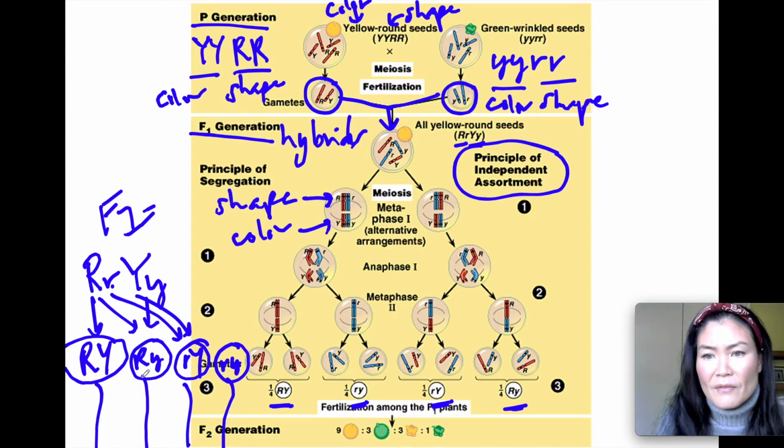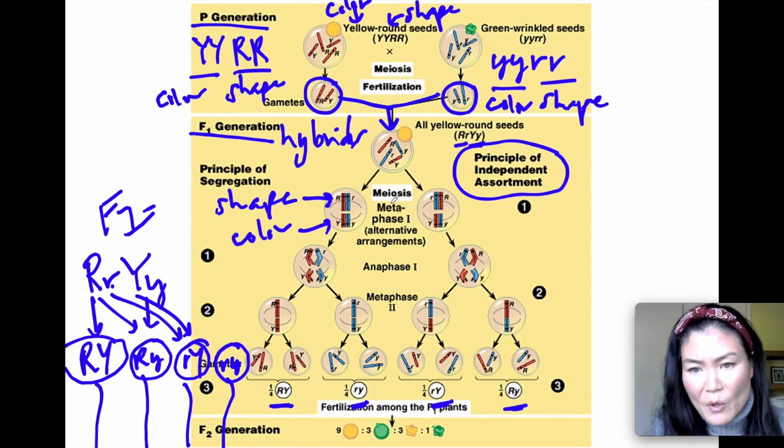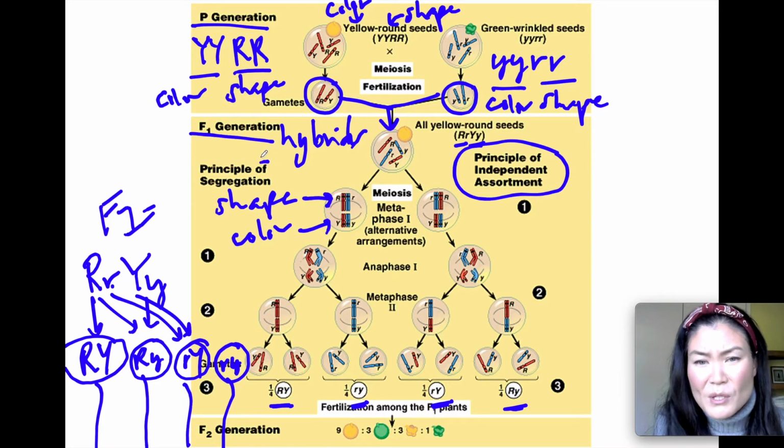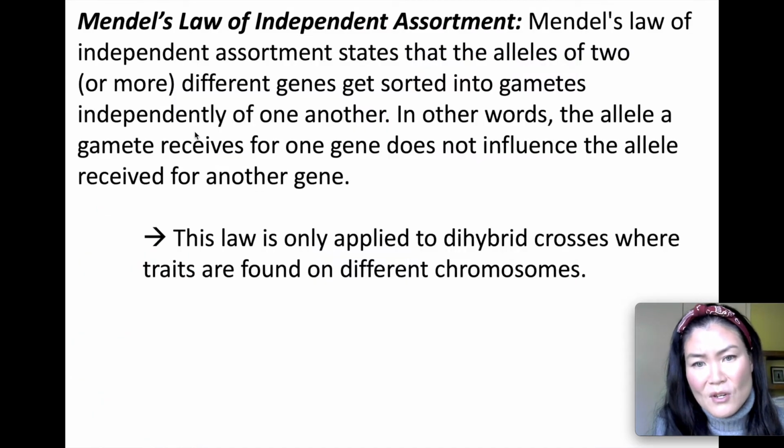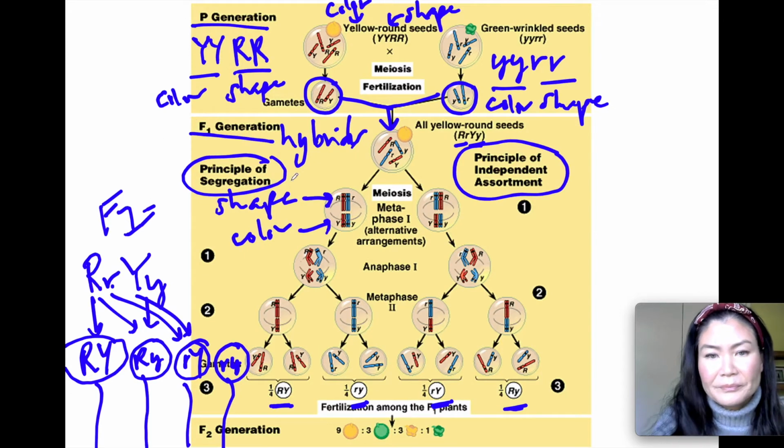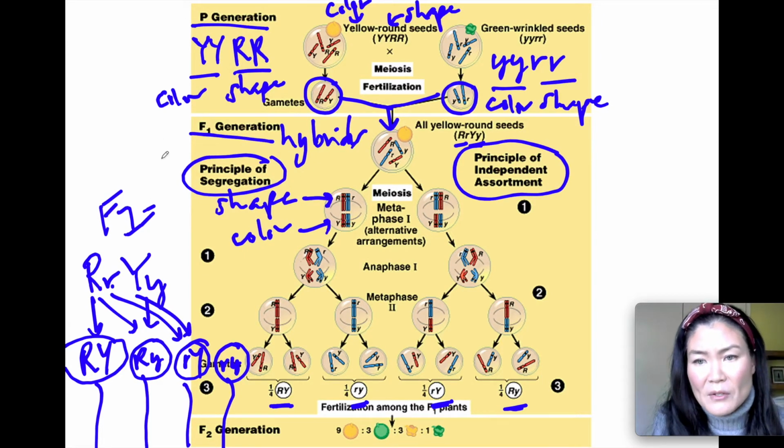So that's the law of independent assortment, going back to metaphase 1, but then the law of segregation has to do with the homologous pairs separating. Do you see how Mendel's 2 laws work? Number 1 was the law of segregation, and number 2, the law of independent assortment.